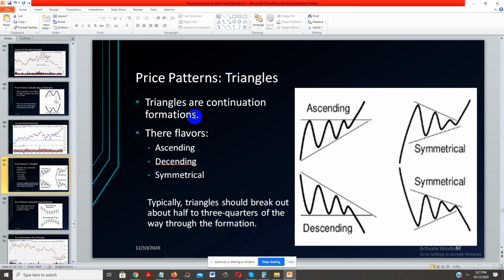Now we have triangles. Triangles are continuation formations. They have flavors. We have ascending.